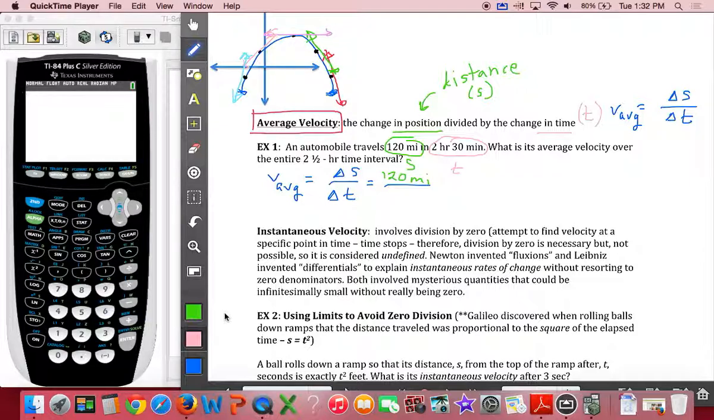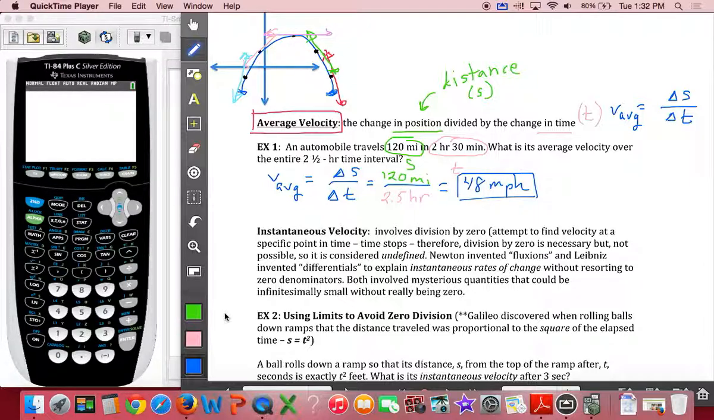53 over 60. So no matter what you do, you can take your minutes and put it over 60, and then take your calculator and divide that out. So 30 over 60 is 0.5. So we have 2.5 hours. So take your handy dandy calculator and divide that out, please. What do you get? 48 mph, for miles per hour.